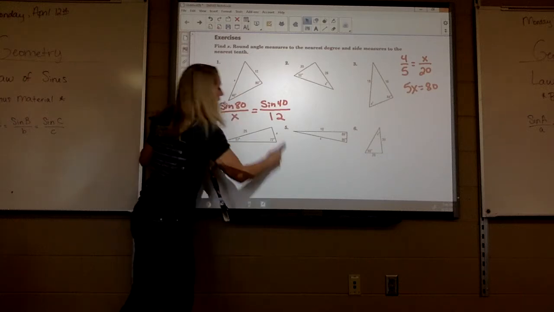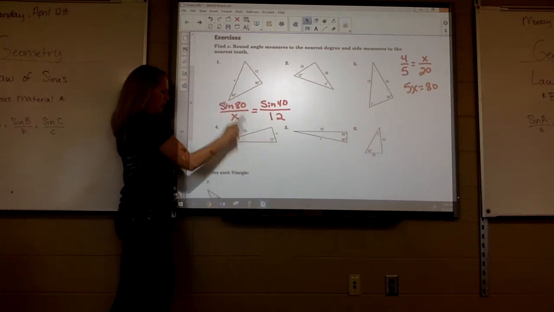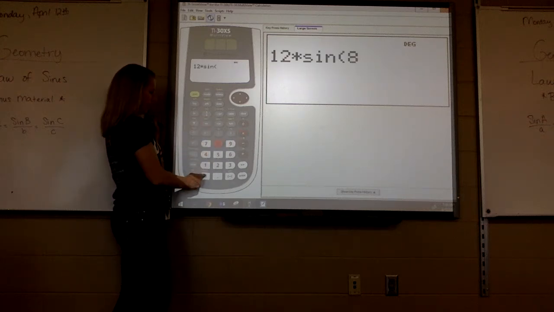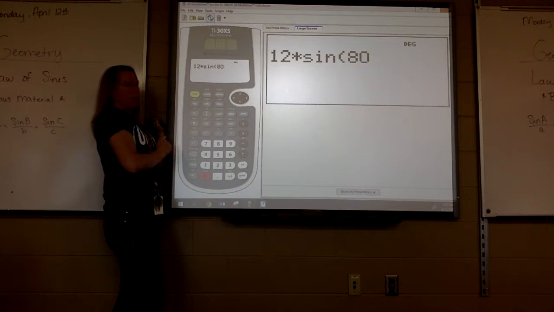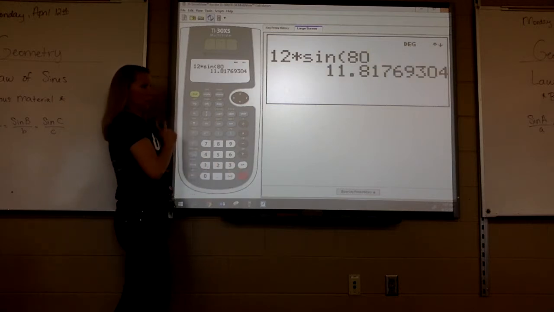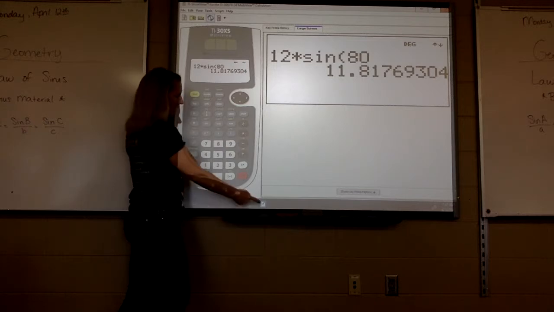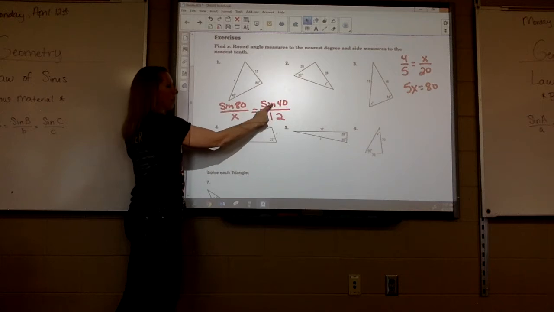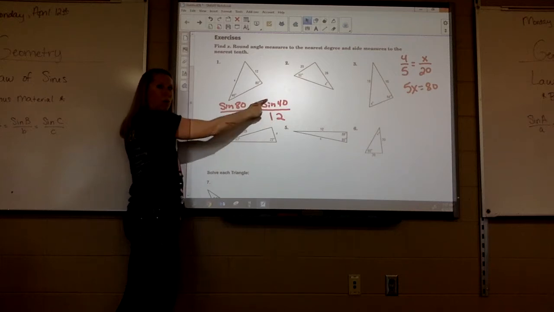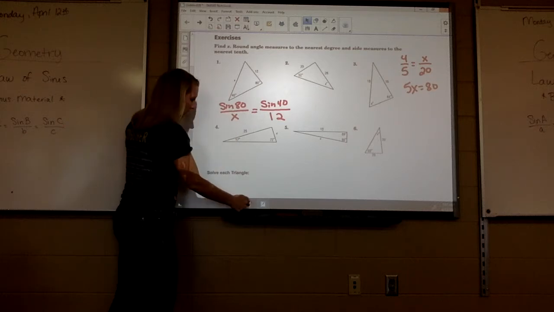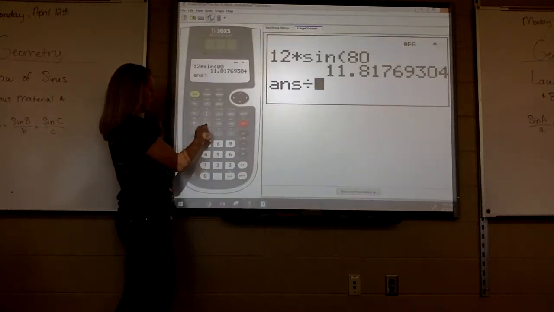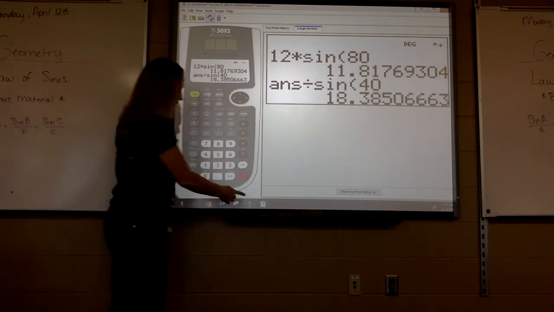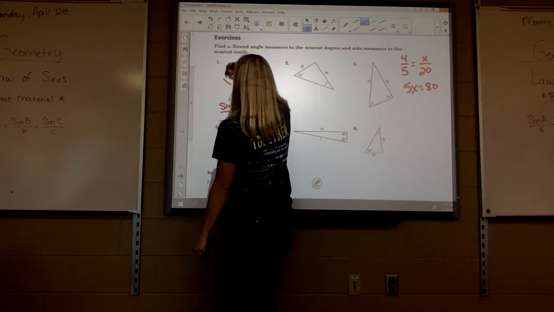Okay, so I always start with the number 12 times sine 80. 12 times sine 80. And hit enter. And then I'm going to divide by the sine 40. Does that make sense? Because it's sine 40x. So divide by sine 40. 18.4. That would be the side length. 18.4.